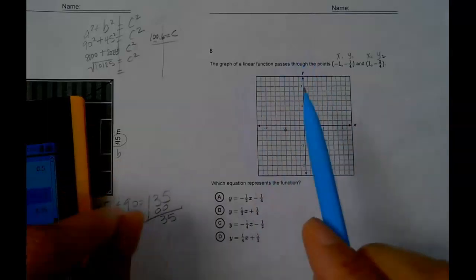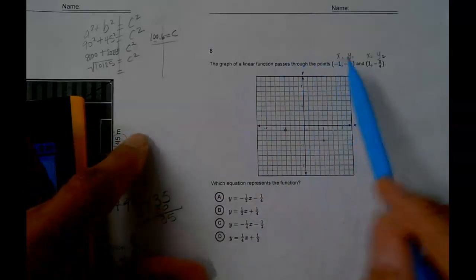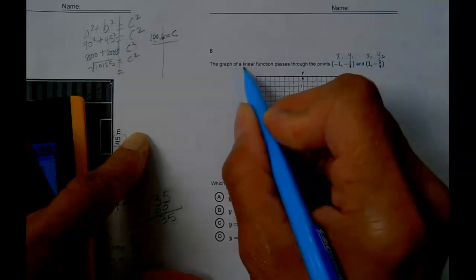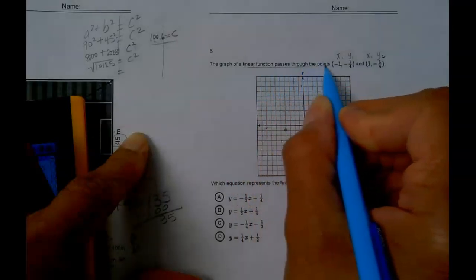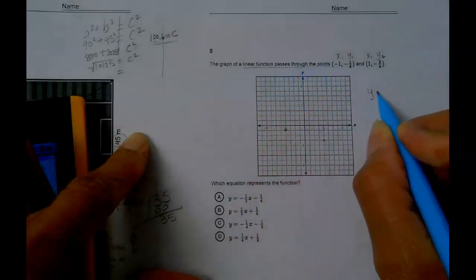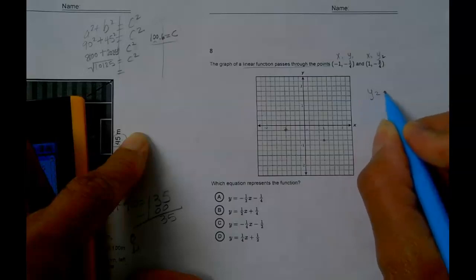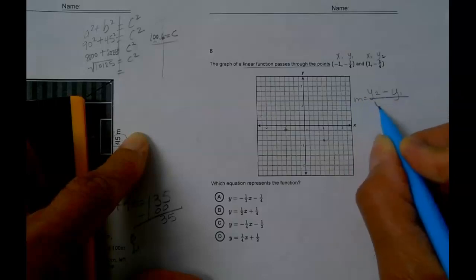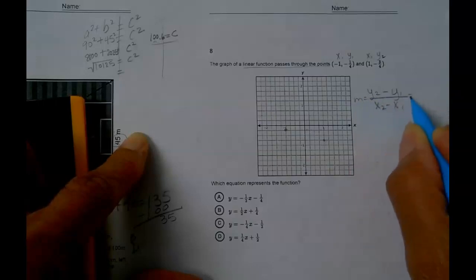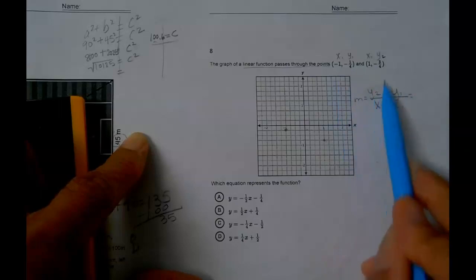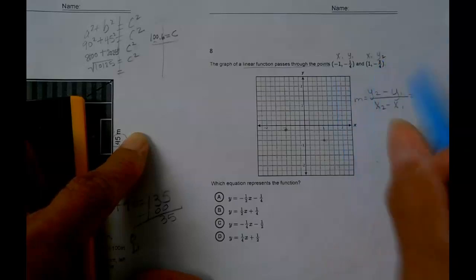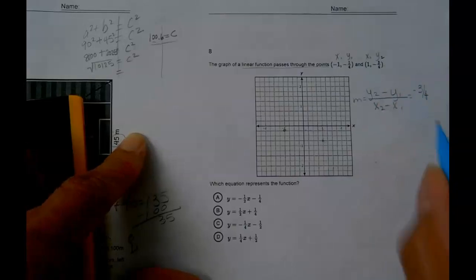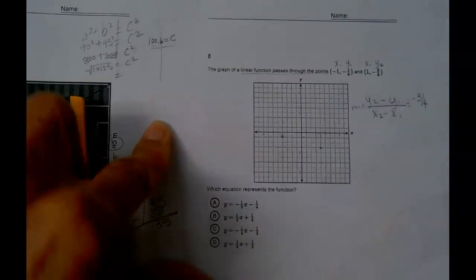Okay, guys, so I've already set up number 8. For 8, I like to use x1, y1, x2, y2. They just want you to graph a linear function that passes through the points. So I always like using the formula: y2 minus y1, this is m, all over x2 minus x1. I'm just going to plug in y2 is negative 3 over 4. Negative 3 over 4. And then, let me make it just a little bigger.